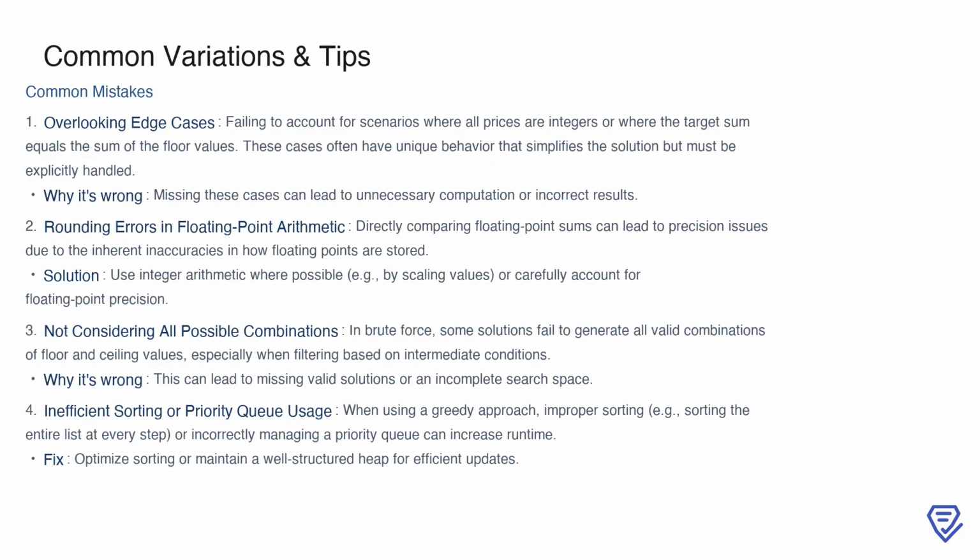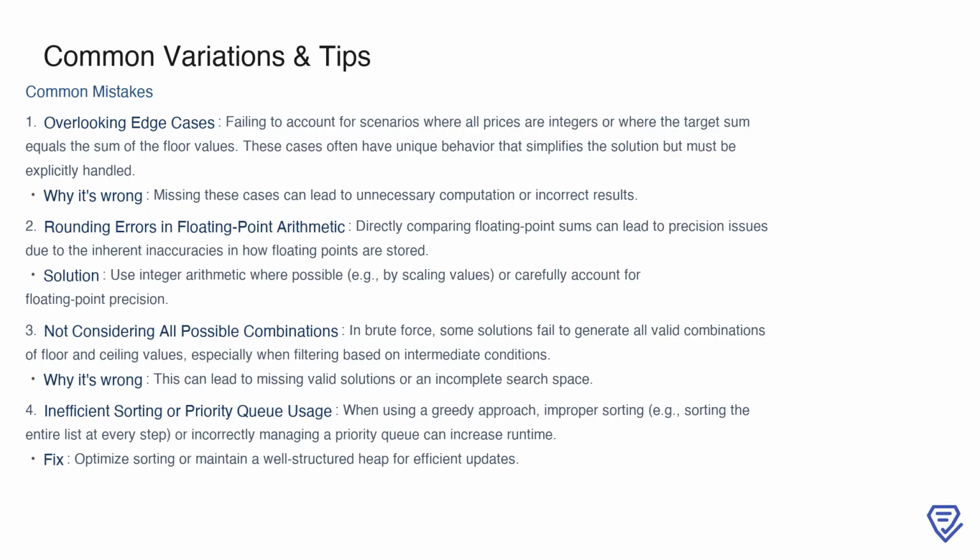When tackling this problem, there are a few common mistakes to watch out for. First, overlooking edge cases can be a major pitfall. For example, if all the prices in the input are integers or if the target sum matches the sum of the floor values, the solution might become simpler, but these scenarios need explicit handling. Missing these cases could lead to either unnecessary computations or incorrect results.